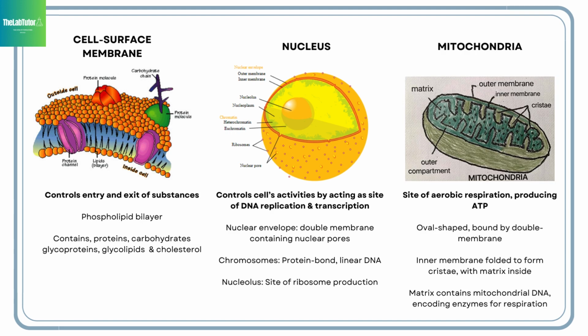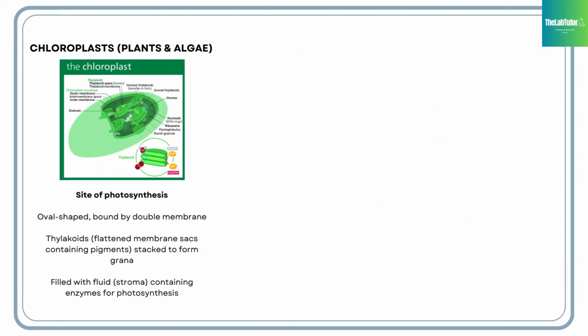The mitochondria is the site of aerobic respiration in the cell to produce ATP. They are oval-shaped organelles bound by a double membrane, with the inner membrane folded to form cristae with the matrix on the inside. The matrix contains mitochondrial DNA, separate from the DNA in the nucleus, which encodes the enzymes needed for respiration.